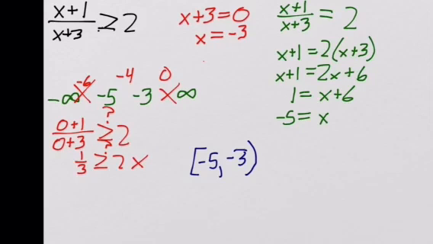So the only solution we have here is the interval from -5 to -3, including the -5, but not including the -3.